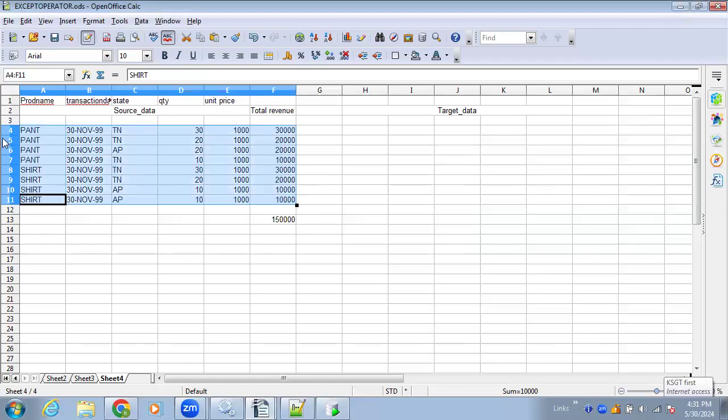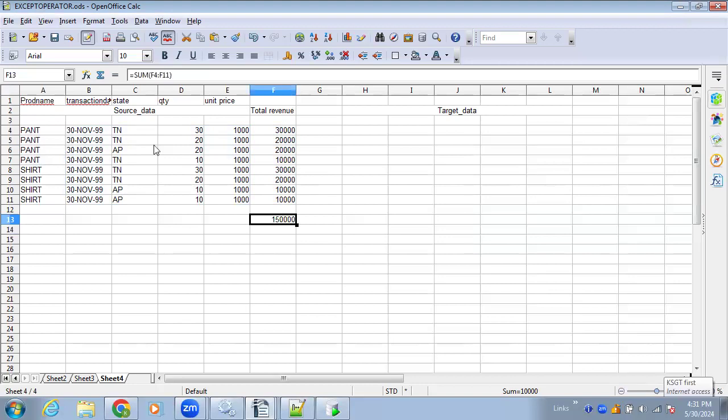The total sales is like 1,50,000. If someone wants to know how many only pants sales have been done, how much will it be? You will just consider only the pants one: equal to sum of F4 to F7. That's your pant sales, meaning 80,000.